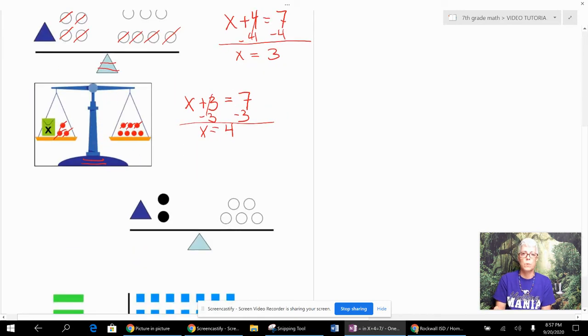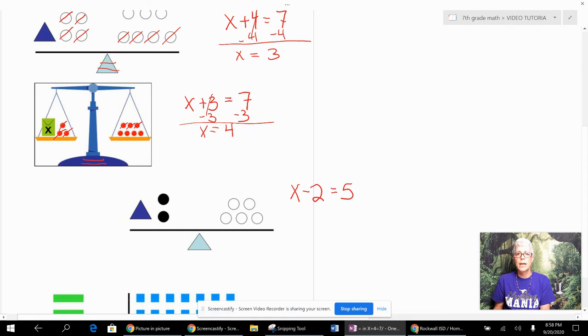Now, let's look at this one. Now we have white and black. So we're going to look at the black as negatives. As we've heard before, negative is the same as subtraction. And so first off, how many x's? There's 1. And there's 2 negatives, so I'm going to write it as minus 2. And then there's 5 white circles.